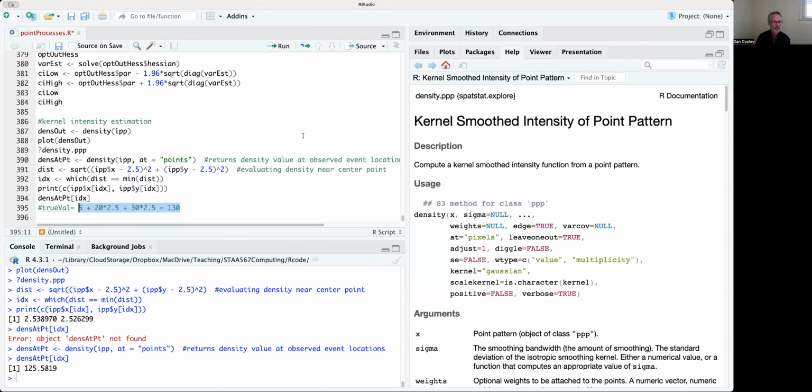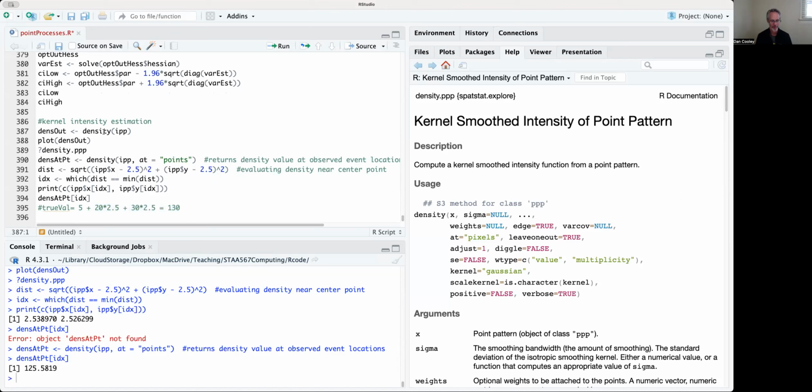Okay, so oh shoot, maybe I was not sharing my screen there. Was I not sharing my screen there? Okay, it appears that I was not sharing my screen.